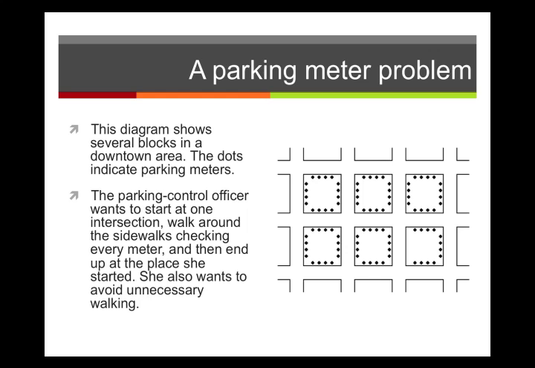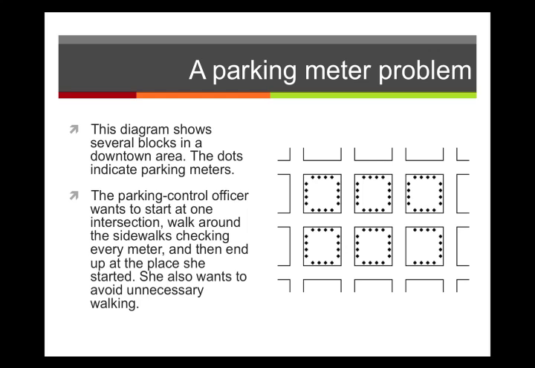Her name, of course, is Rita. And what she wants to do is drive in her vehicle. She comes from somewhere outside the downtown area. She parks it. Of course, she can park wherever she wants. But to check the parking meters, she can't drive around. She has to get out of the vehicle and walk around the sidewalks checking every meter to make sure that if there's somebody parked there, then there's money and the time has not run out.